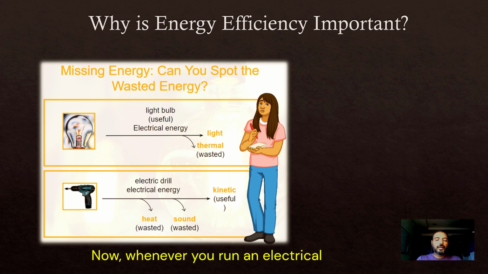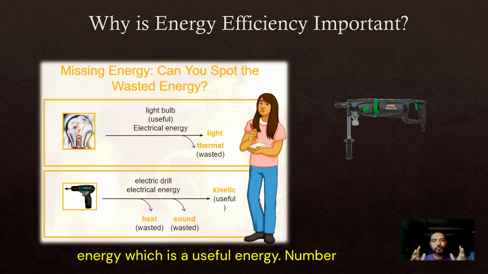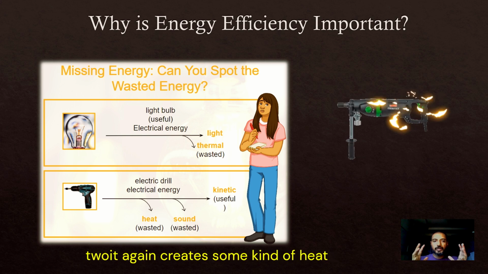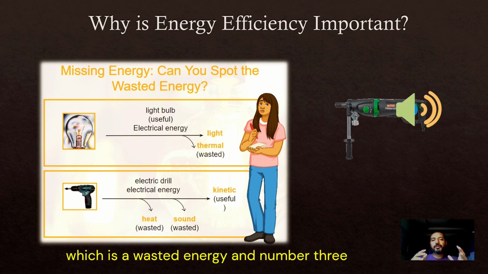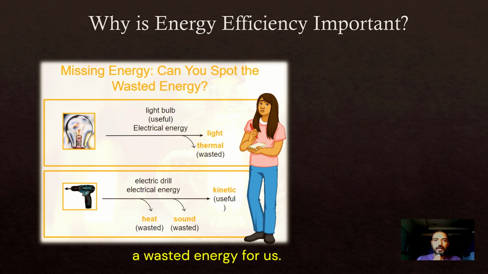Now whenever you run an electrical drill, it again consumes electrical energy which is getting converted into three things. Number one is the kinetic energy, which is a useful energy. Number two, it again creates some kind of heat, which is a wasted energy, and number three, it also creates some sound, which is also wasted energy for us.